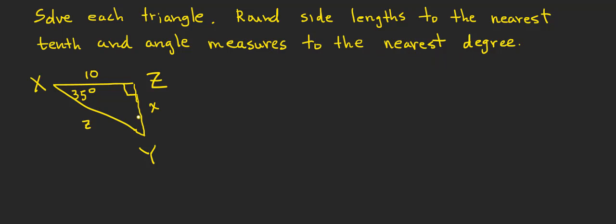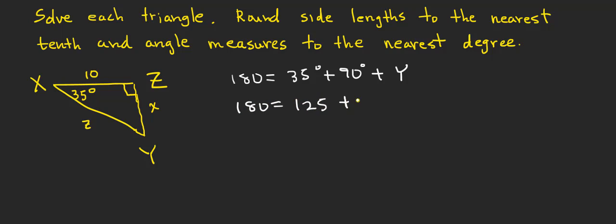So the easiest one that you could find is the angle y. What is angle y? Well, you know that when you add the three interior angles of a triangle, you should get 180. So it's going to be 35 plus 90 plus angle y. So 180 equals 125 plus y. Therefore, y is going to be 55. So we know that angle y is going to be 55 degrees.